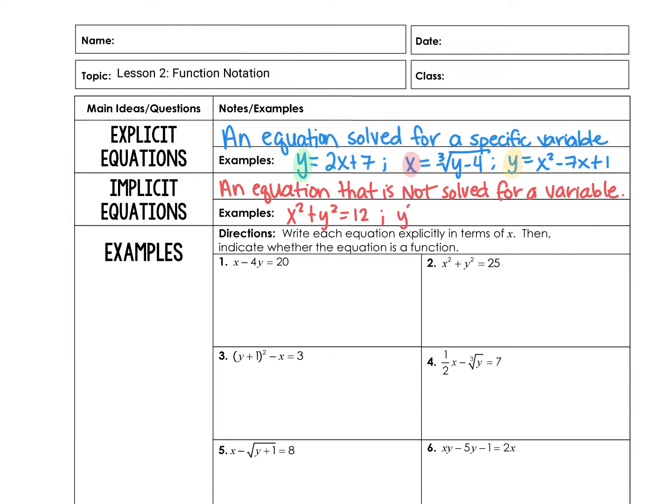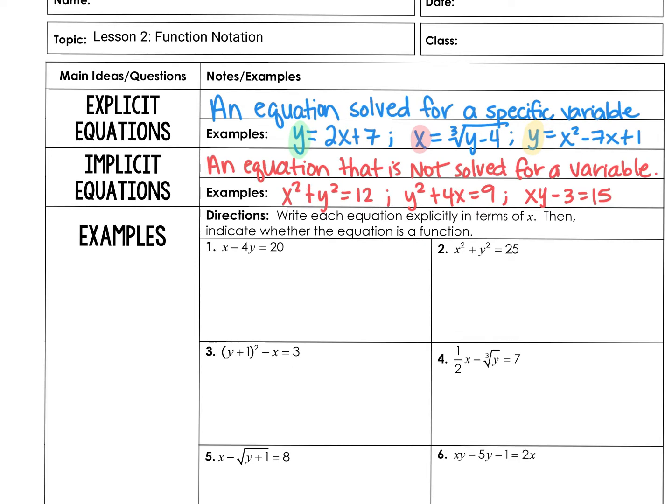We don't have one by itself on one side. Another example, y squared plus 4x equals 9. Again, we don't have the equation solved for one specific variable. Another example could be xy minus 3 equals 15. We have our x and our y together on one side of the equation. We don't have any one specific variable despejado. So that's the difference between explicit and implicit equations.